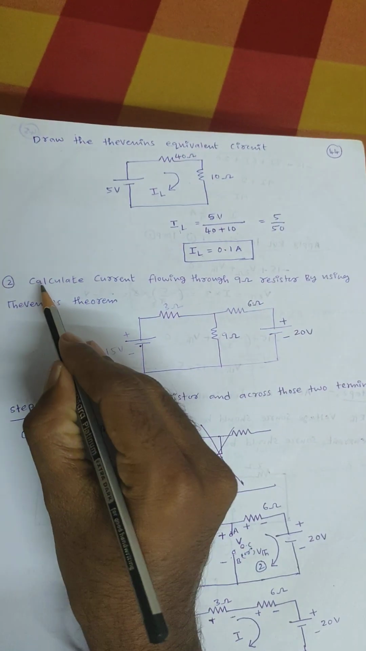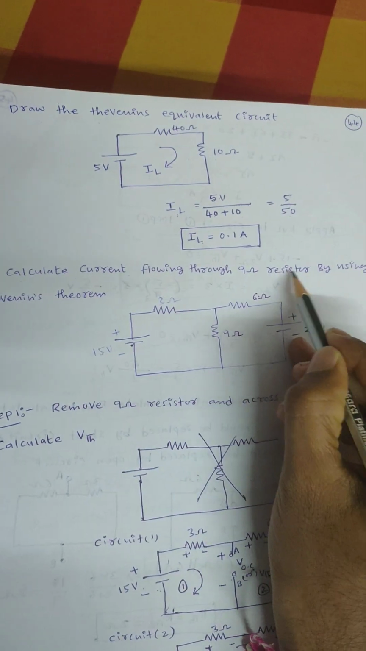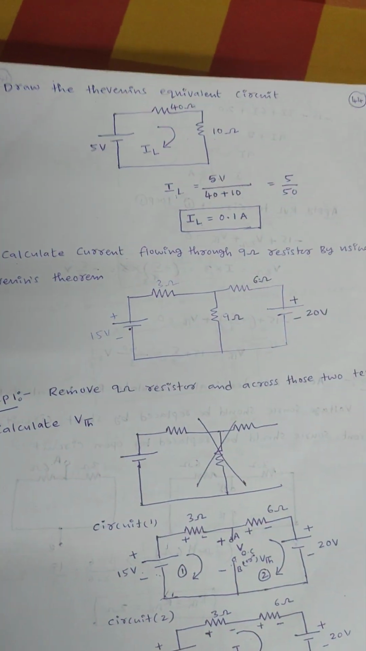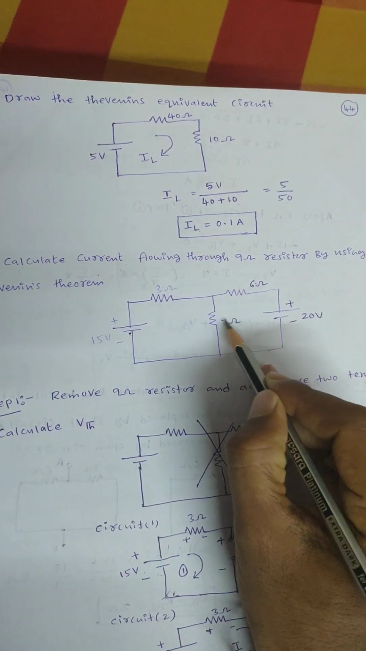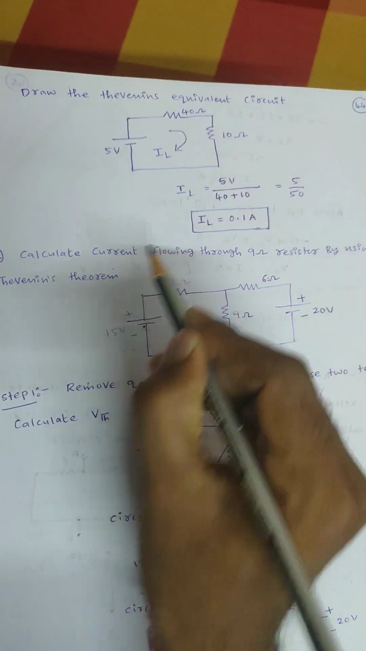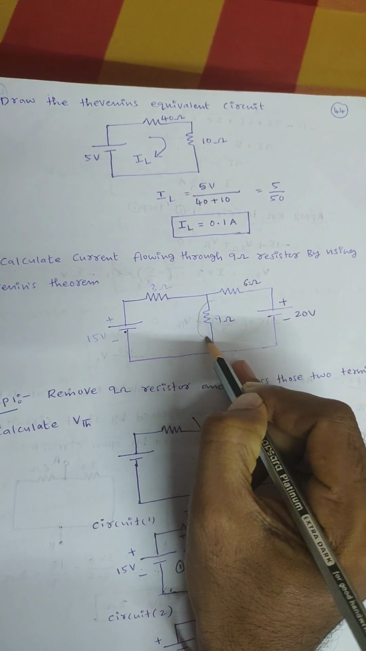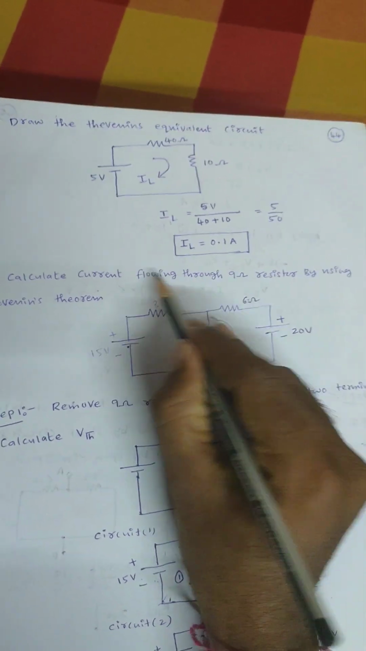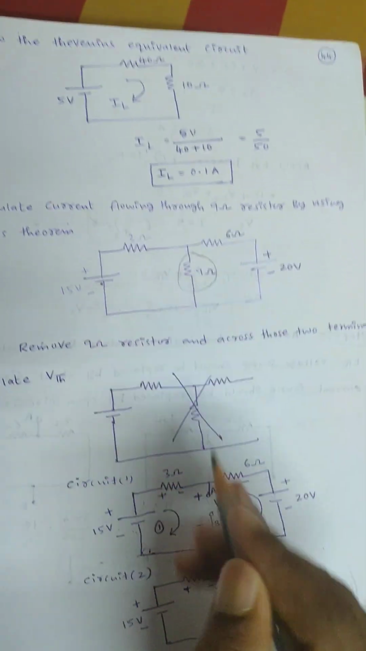Similarly, solve the second problem. Calculate the current flowing through the 9 ohm resistor by using Thevenin's theorem. See here, the circuit has two voltage sources, a 3 ohm resistor, a 9 ohm resistor and a 6 ohm resistor, right? By using Thevenin's theorem, what is step 1? Remove the load resistance. Load resistance is nothing but where he is asking for the current. He is asking for the current through the 9 ohm resistor, right? That means I need to remove that resistor first.